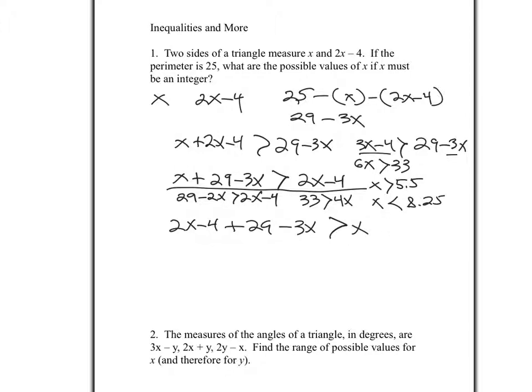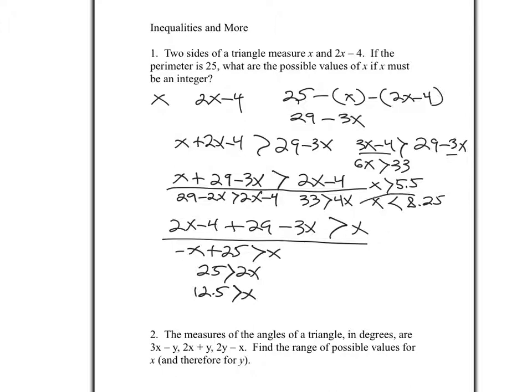Finally here, the last one, when we simplify, we're going to get 2x minus 3x is negative x. Negative 4 plus 29 is plus 25 is greater than x. And we'll add x to both sides to get 25 is greater than 2x, or 12.5 is greater than x. Or in other words, x is less than 12.5. But we already know that x has to be less than 8.25.